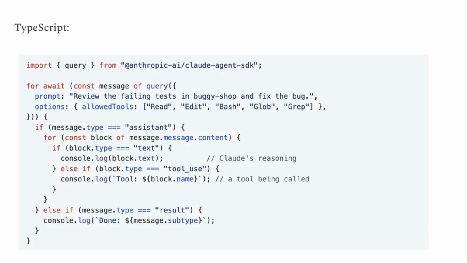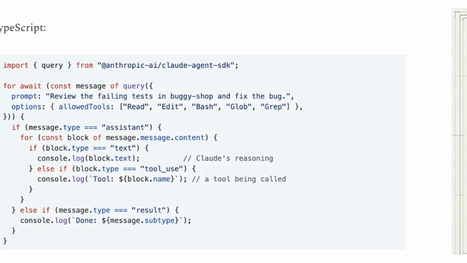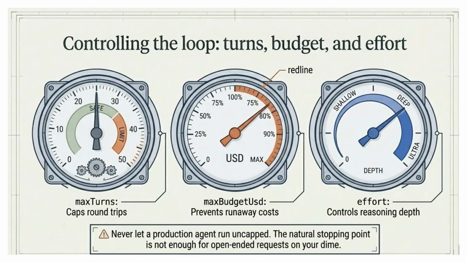Gotcha. Do not break out of the loop the moment you see the result message. Trailing system events, such as a prompt suggestion, can arrive after it, so iterate the stream to completion. Breaking early can leave the transport in a weird state and truncate cleanup. The loop's natural stopping point, where Claude runs out of things to ask for, is fine for well-scoped tasks. It is not fine for "improve this code base" at 3 in the morning on your dime.